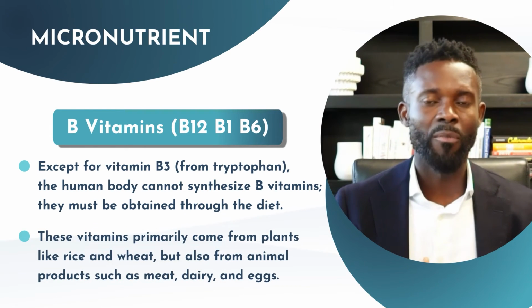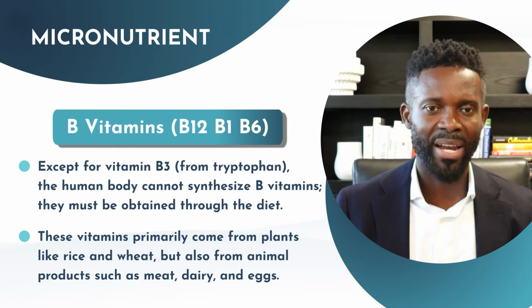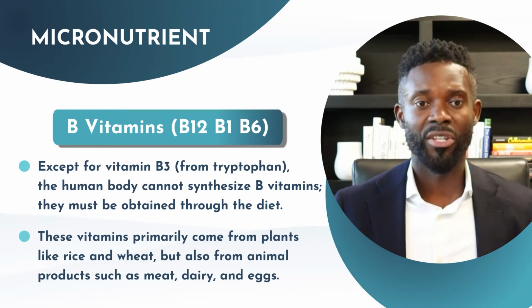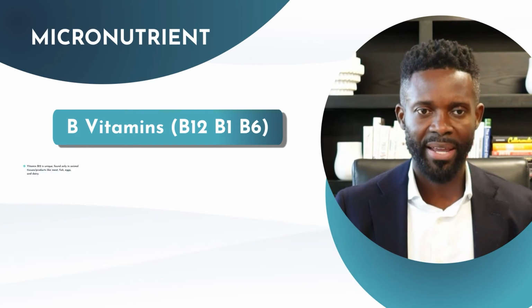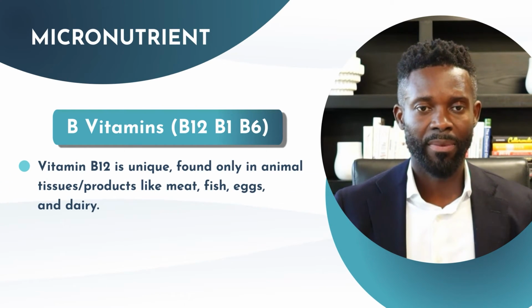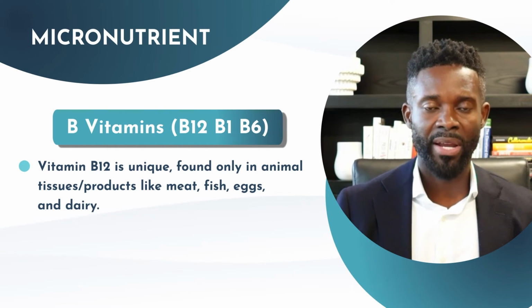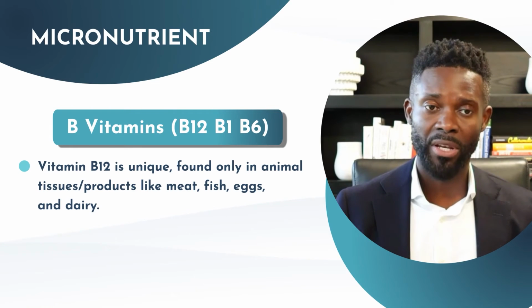The good thing is that we have multiple sources to get B vitamins into our body through plants like rice and wheat, but also from animal products such as meat, dairy, as well as eggs. B12 is unique because it's only found in animal tissues and products such as fish, egg, and dairy, and this is where supplementation may be needed for individuals.